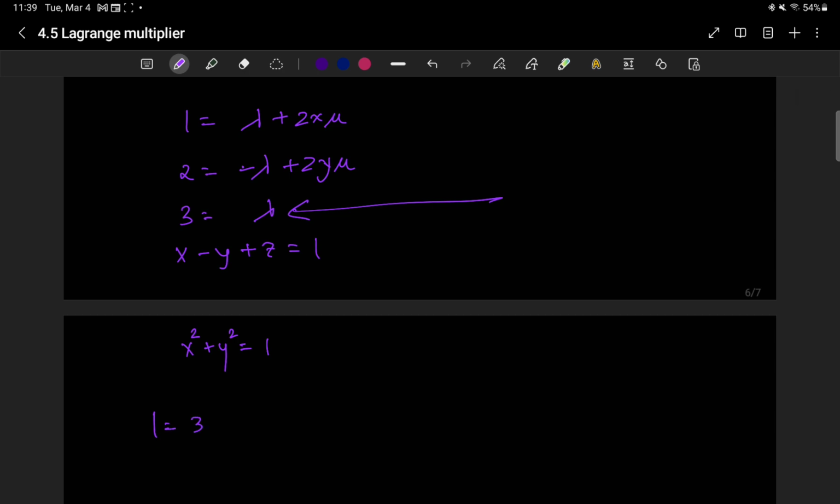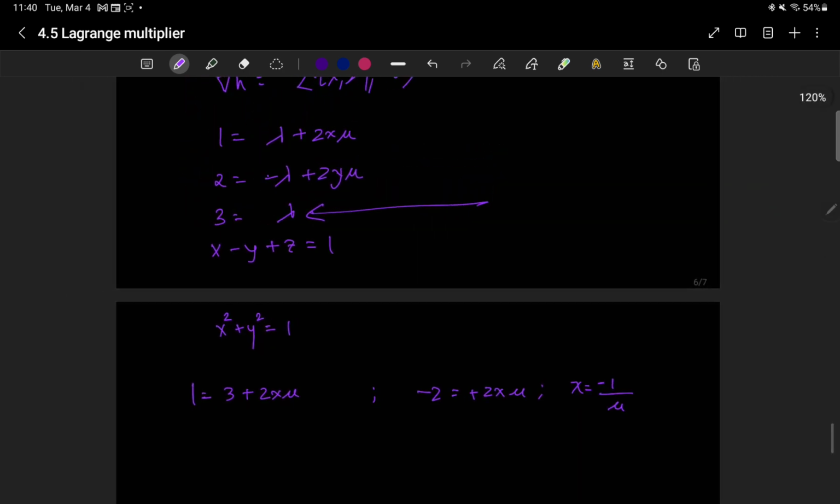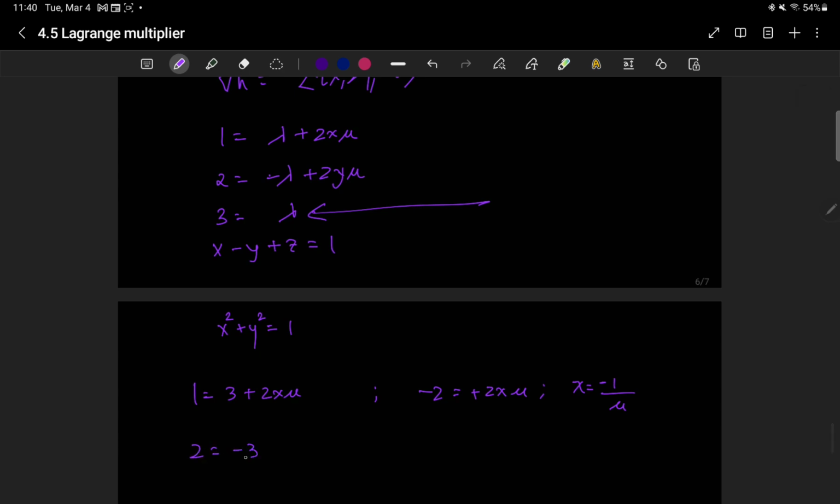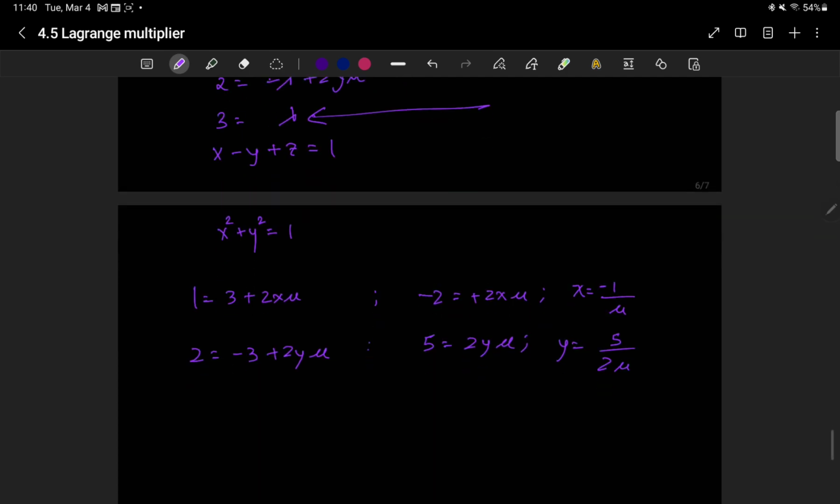So we have 1 equals 3 plus 2x mu, or x equals negative 1 over mu. Okay, there's one more step here. You get negative 2 equals 2x mu. Divide, so x is negative 1 over mu. Putting it in the second equation, you get 2 is negative 3 plus 2y mu. So 5 is 2y mu, and y is 5 over 2 mu.